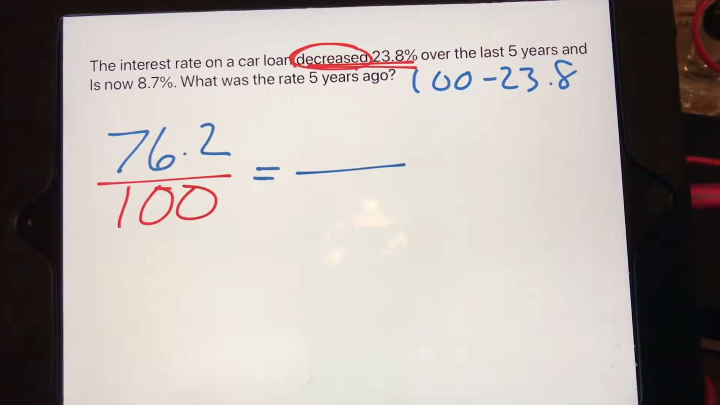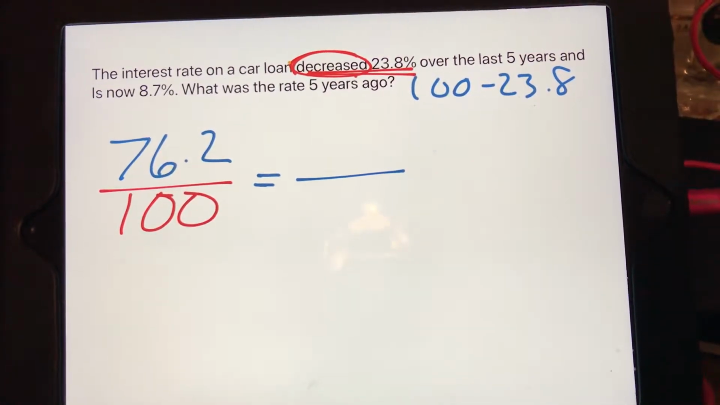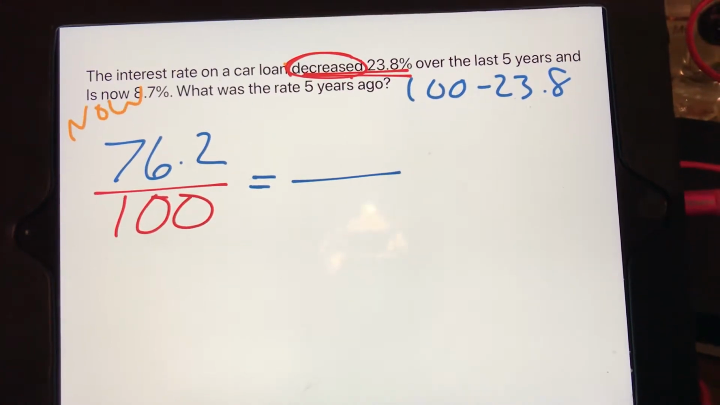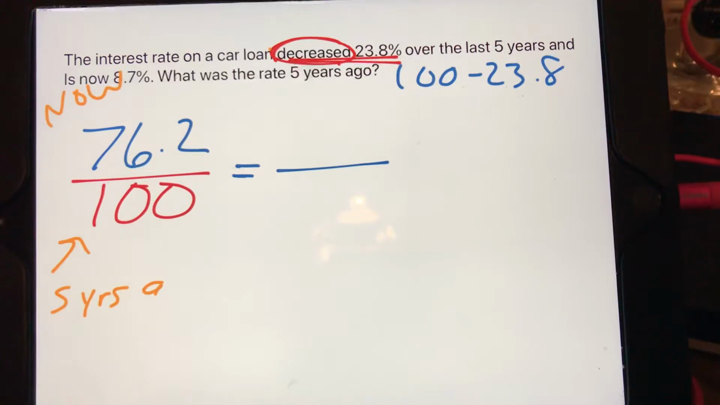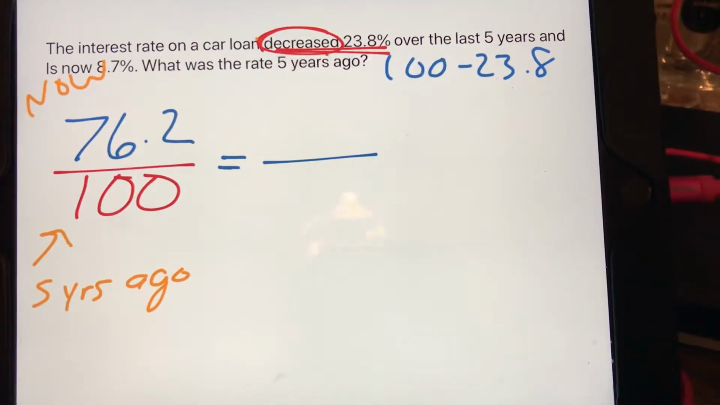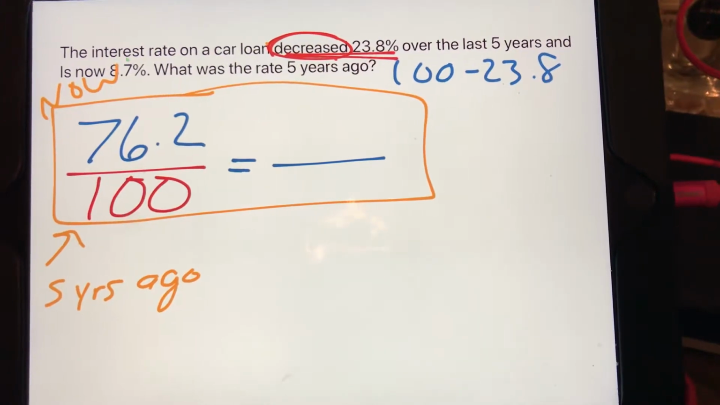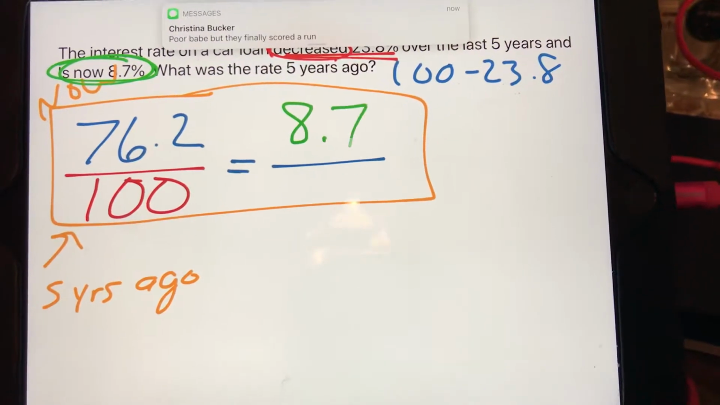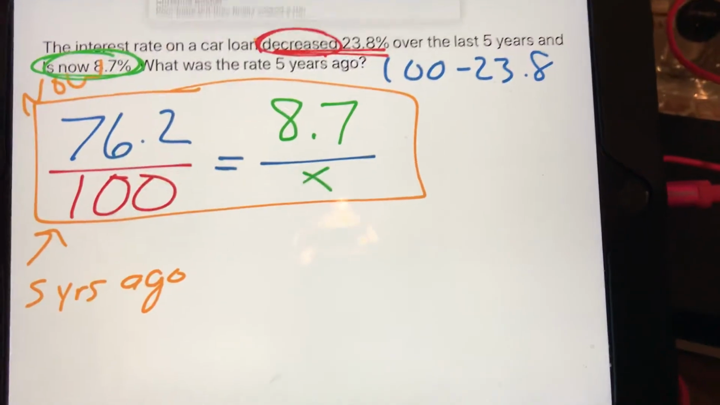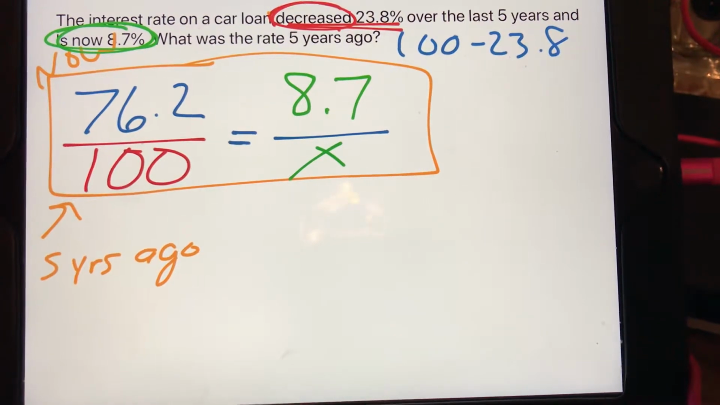Now, this is half of my ratio. And if you think about it, it decreased over the years. So now is represented in the numerator, and 5 years ago is represented in my denominator. So when I'm focusing on my proportion, it says it's now 8.7%. Well, now is in my numerator, so that goes on top. 5 years ago is the denominator, the unknown value, x.